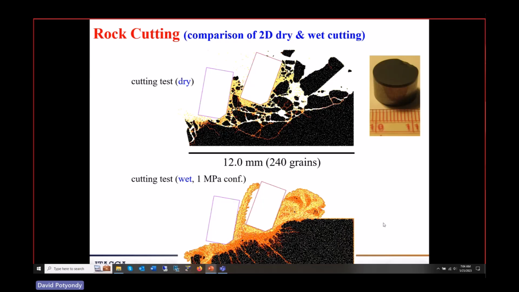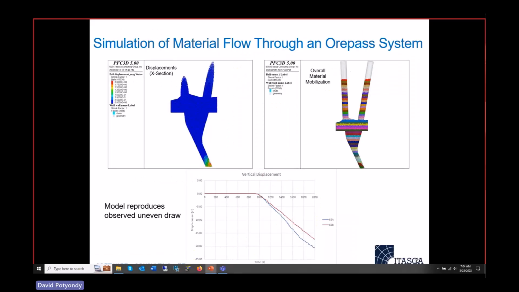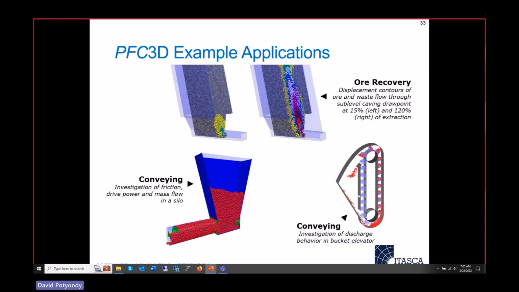And we'll talk more about this rock cutting. That's a good example. Here is looking at flow through an ore pass, right? You both know what an ore pass is. This was actually a real problem that was looked at because they were getting uneven flow from here, and so they redesigned the orientation of this, and they did all this with PFC3D. And this is just a cross section through that 3D model, looking at the mixing and where things are going.